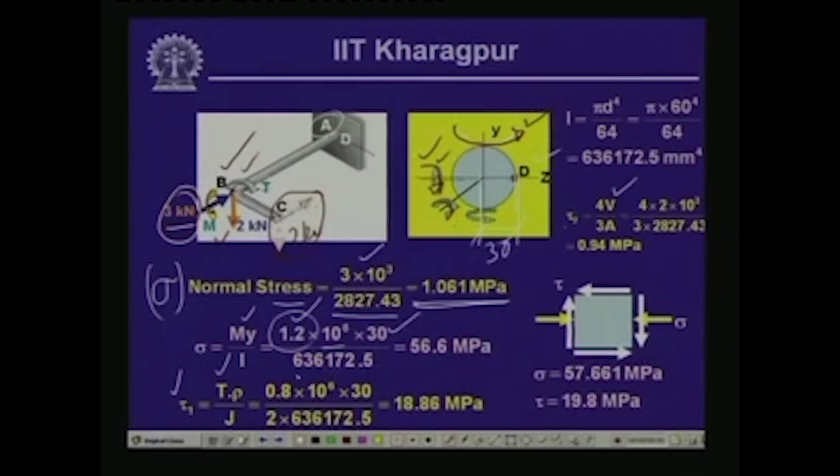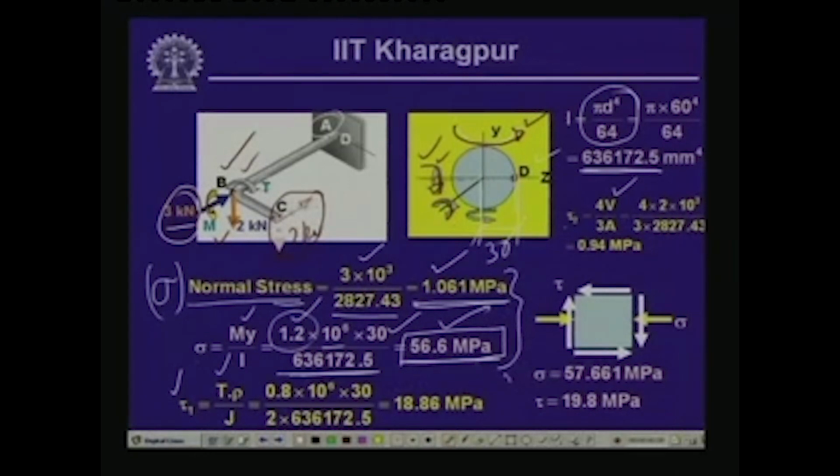So, M, y and I, where I is the moment of inertia, which is equal to pi d to the power 4 by 64, which gives us this value. Once we substitute that, we get the bending stress as 56.6 megapascal, which is compressive at this particular point. So, we have a normal stress from the bending which is compressive. If we add these up, we get the total normal stress sigma, which is equal to 57.661 megapascal.